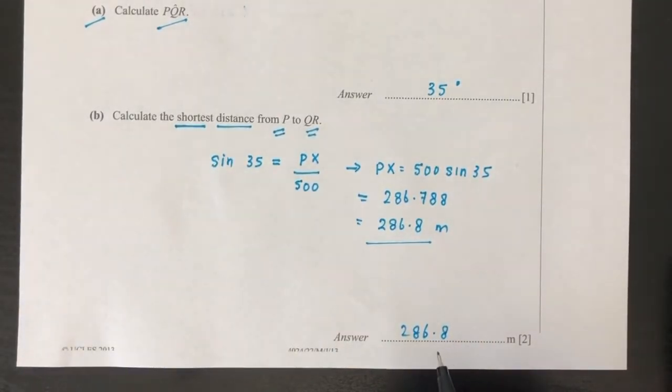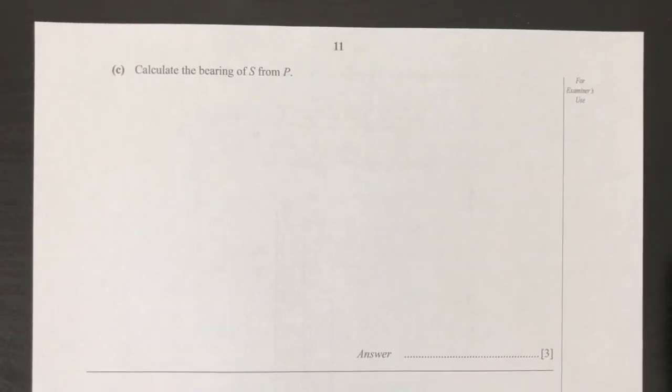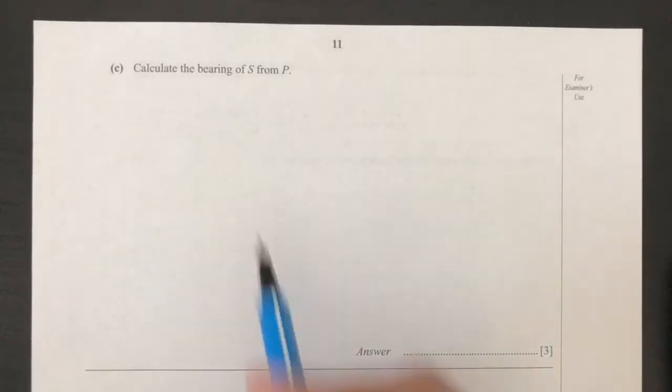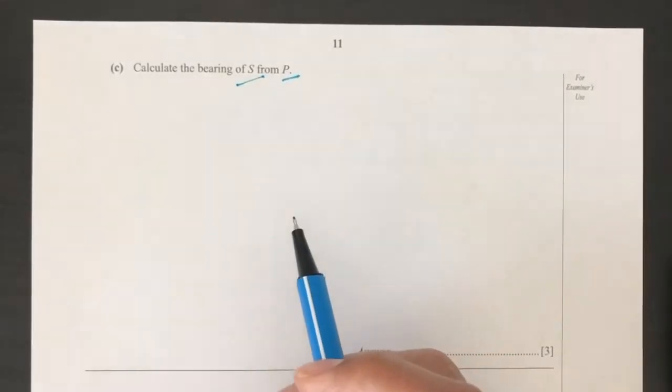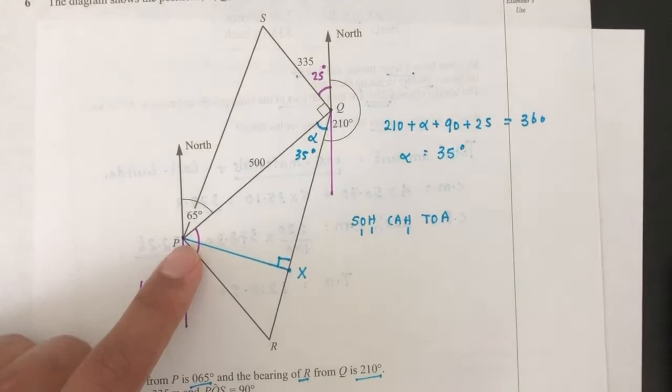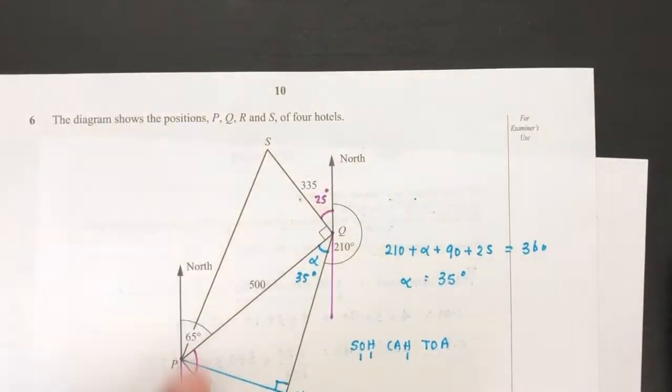Okay, let's move on to part C. Part C asks you to calculate the bearing of S from P. S from P. So where is that? So we have to find this angle.